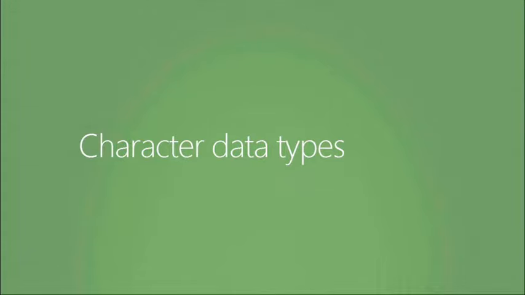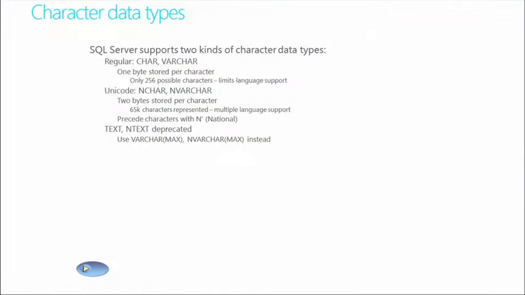So we introduced the general idea of the different data types that we have, just at a high level in some of the categories. We're going to drill into character data types here, and there are really a couple of variations of that. We have the char and the varchar, and we have the Unicode, which is nchar and nvarchar. And then it looks like the text and ntext are going to be deprecated. So we want to start leaning towards using varchar(max) and nvarchar(max) instead, so you're prepared for that.